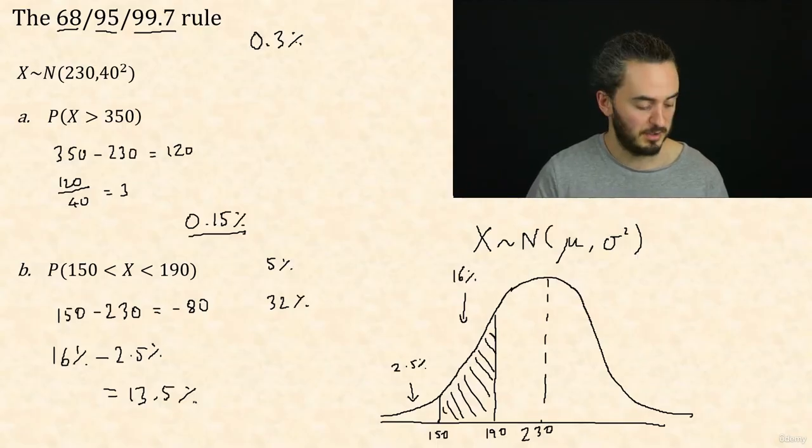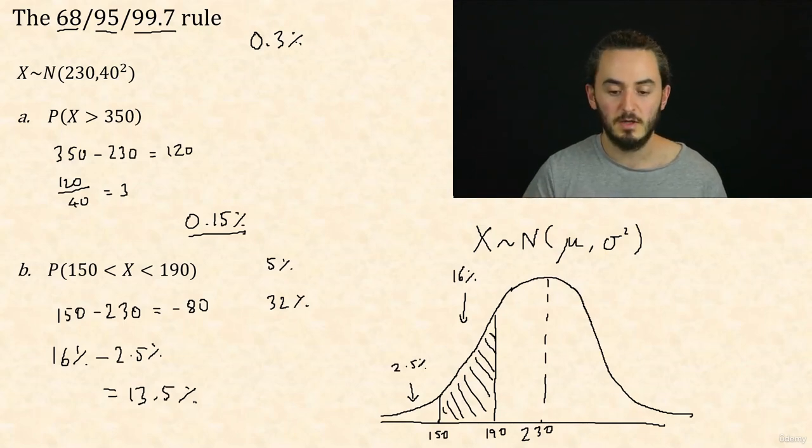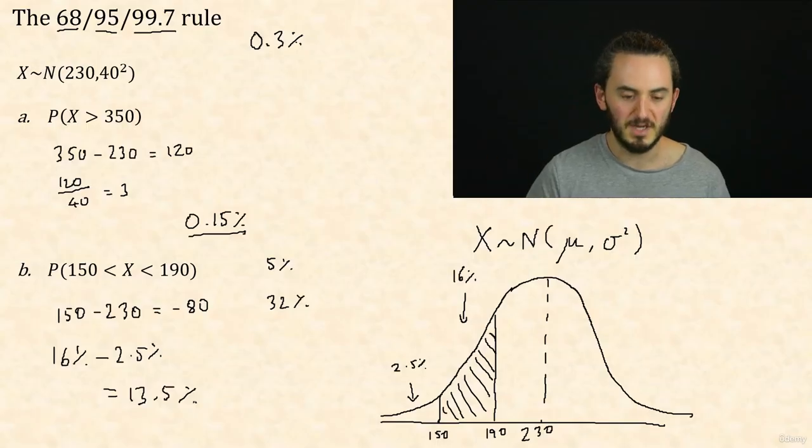In the next video, I'm going to show you how to use your good old scientific calculator, in this case the Casio ClassWiz, to calculate normal probabilities. And you're going to see it's much, much, much easier than this.